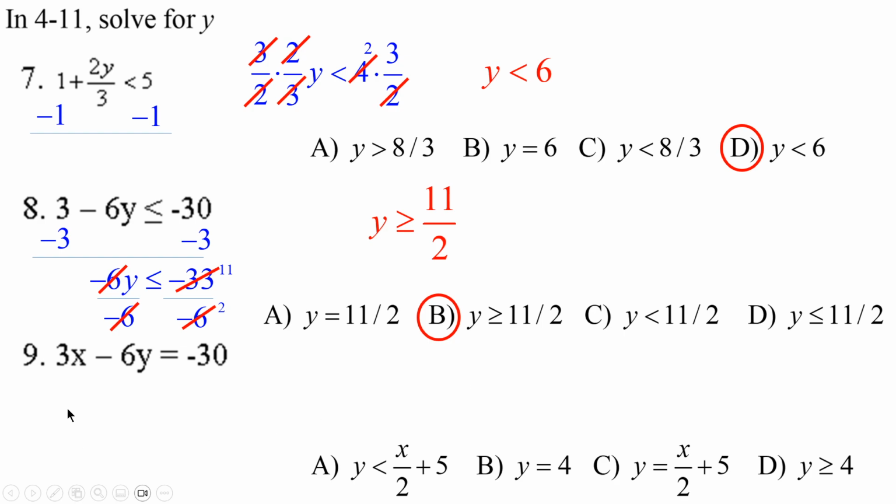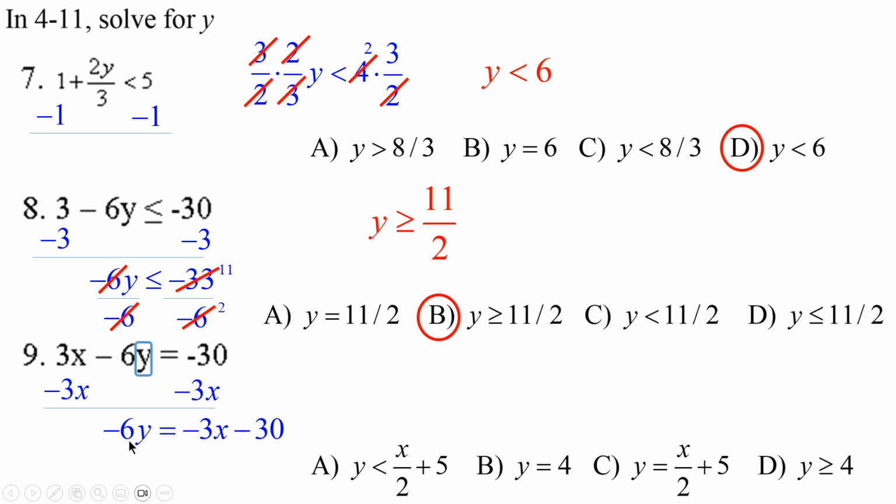All right. Now, this is a literal equation right here, but we're still solving for y. So let's get rid of the 3x's. So I have 3x minus 3x is gone, and I have negative 6y equals, and I'm going to write this in mx plus b form. So negative 3x minus 30. You could write that negative 30 minus 3x if you wanted.